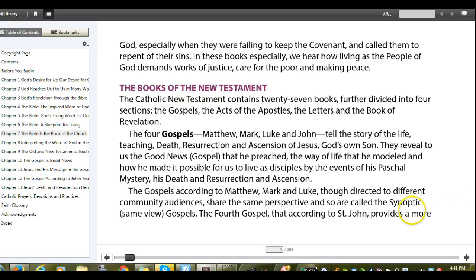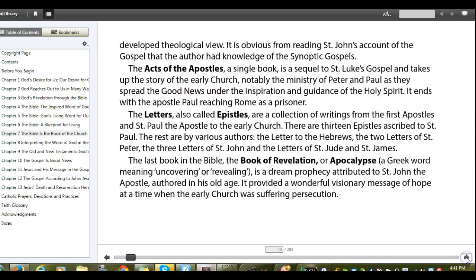Then we go on. Matthew, Mark, and Luke are called the Synoptic Gospels. Synoptic means same view because they tell the same story. Whereas the Gospel according to John is very different. It tells a more theological, a more in-depth understanding of Jesus as the Son of God.